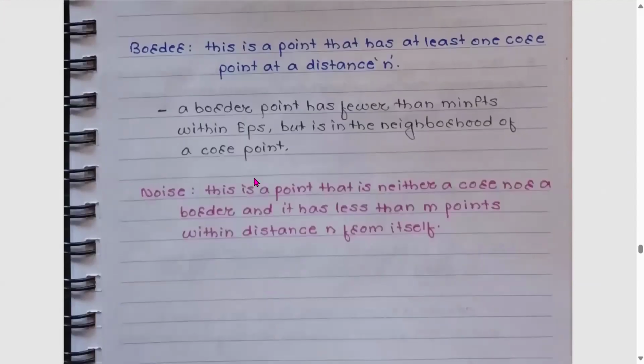A border point has fewer than minimum points within distance epsilon, but is in the neighborhood of a core point.